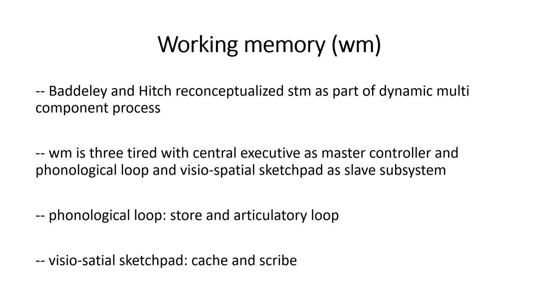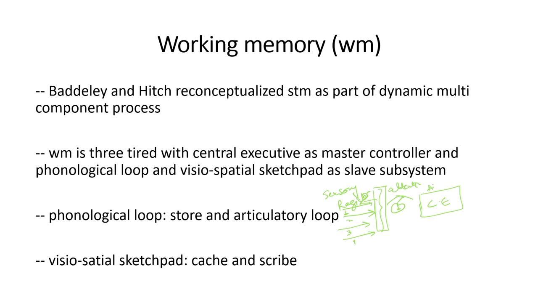from the incoming information. The phonological store has two parts: the store and the articulatory loop, and the visual spatial sketchpad has two parts, the visual cache and the scribe. So, how does this system work then? I will very briefly show it to you. Here is my sensory register. It takes in a number of pieces of information from the external world, then using attention, it sends limited information. Assuming that these are four pieces of information, it sends limited information to the central executive.